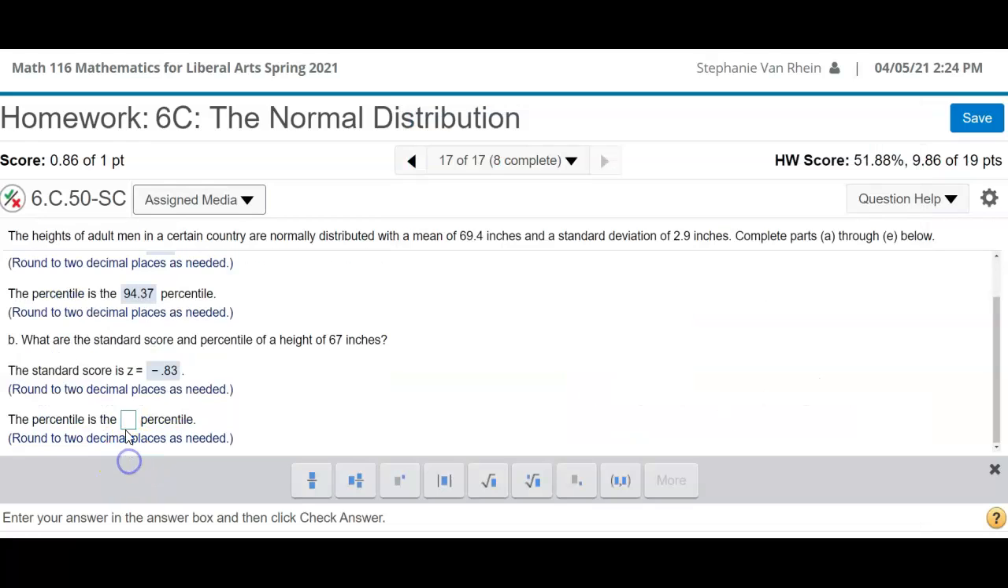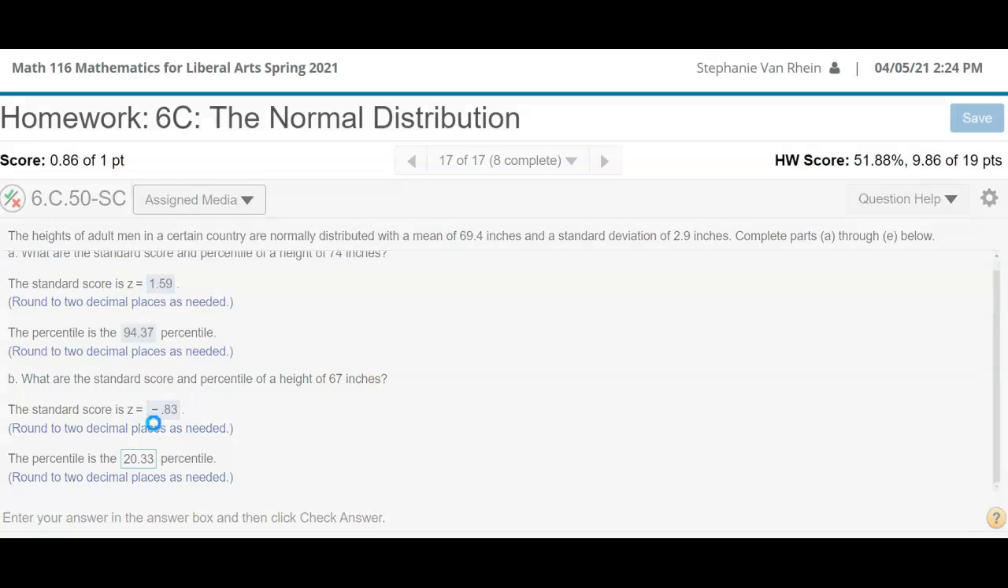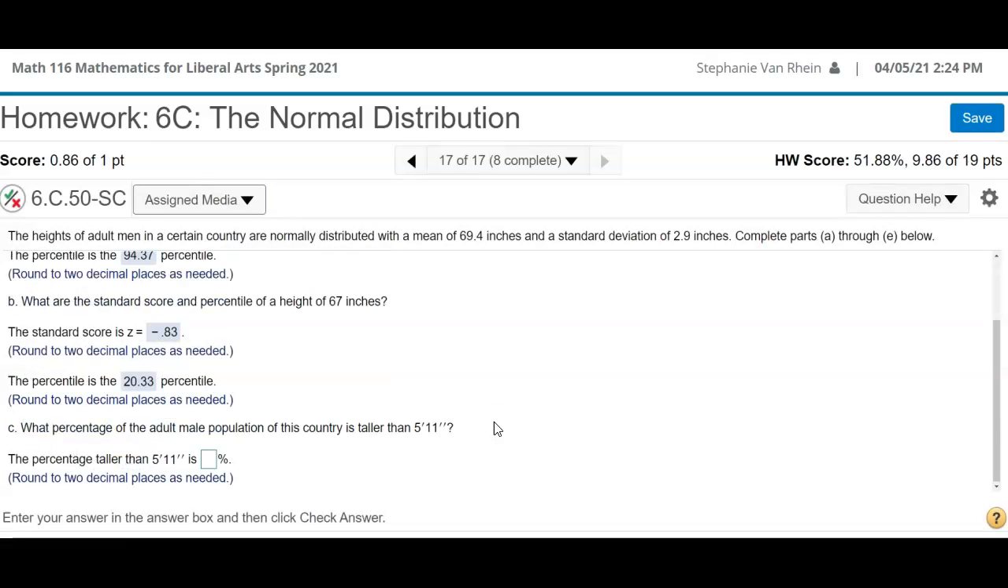So it wants it in a percentile. That's why you move the decimal 2 places. And then I get that is correct as well. So keep in mind there is that tolerance. In this example, we're looking for the percentage of the male population that's taller than 5'11".